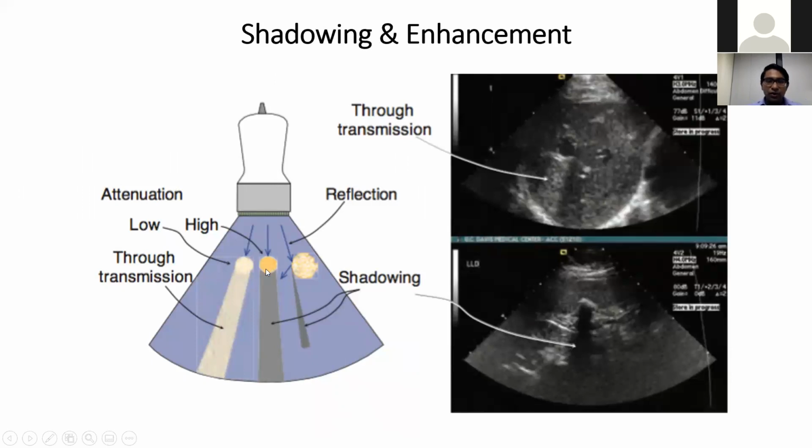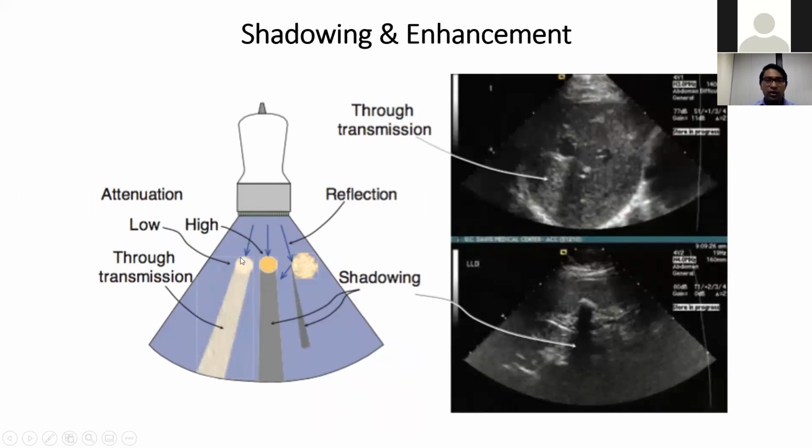So for example, if you look at this particular organ, this organ is very highly attenuative. So it absorbs almost all of the ultrasound signal that's coming from the top. And basically you cannot see anything below it. And that is called acoustic shadowing.